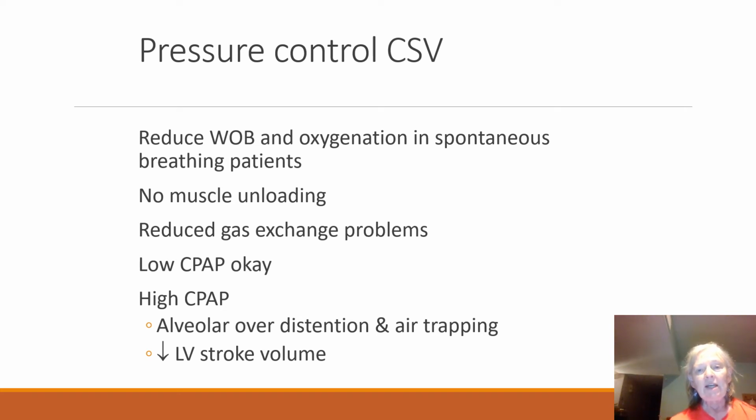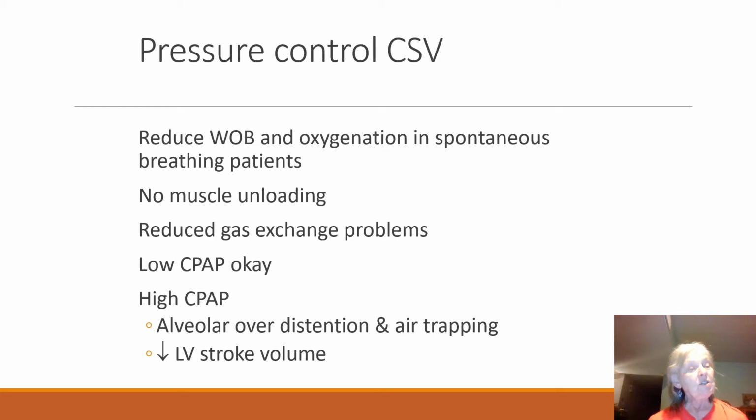And then for spontaneous ventilation, we do reduce the work of breathing and improve oxygenation for these patients. There's no muscle unloading. Remember, when we put a patient on a ventilator, depending on the mode we're using, we will unload the muscles, and that's where we allow the patient to relax and not have to be concerned about work of breathing. When we're starting to try to get them awake and do things with them, then we begin to reload those muscles. But on pressure control CSV, we don't have to unload the muscles because this is all spontaneous.